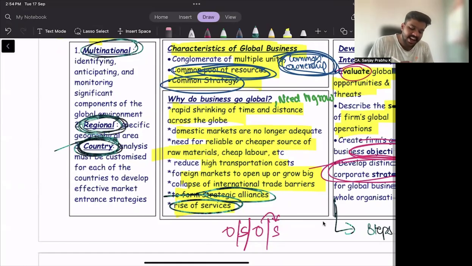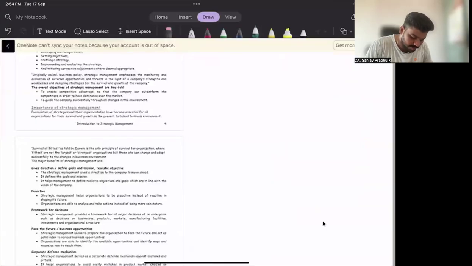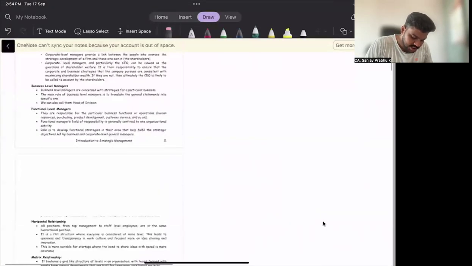Then comes a regional analysis, where I'm going to detail. See, we can read this topic from our study material. Just a second, wait for a second.